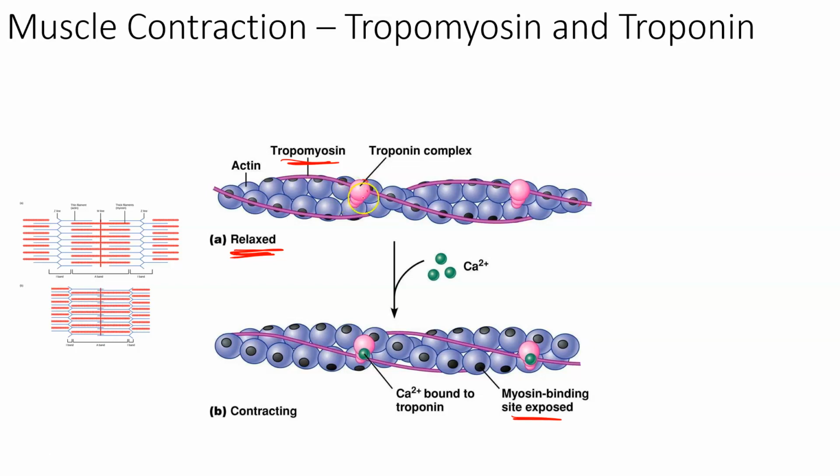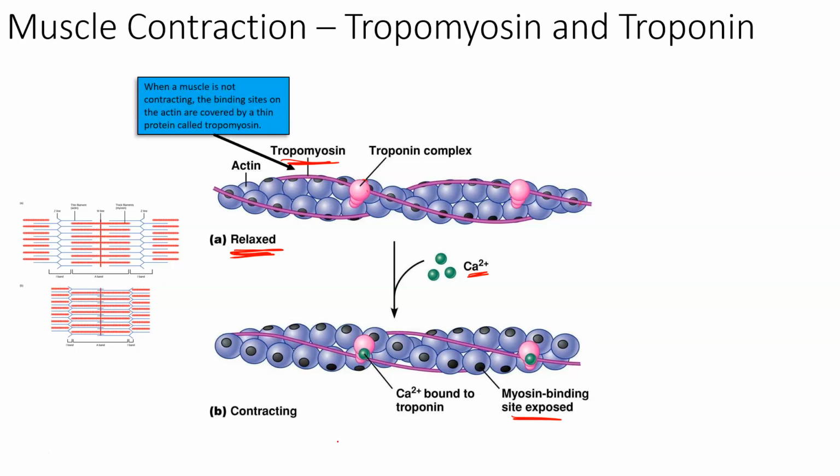Troponin is a protein complex that is bound to the tropomyosin every so often, and its job is to bind to calcium ions. Remember, earlier in the video, I talked about the importance of calcium ions. Those calcium ions are going to be released by the sarcoplasmic reticulum, and I said that the calcium ions are vital for the proper contraction of a muscle.